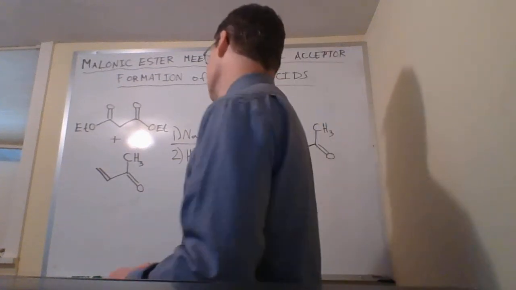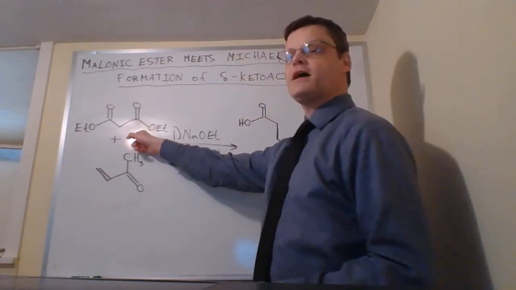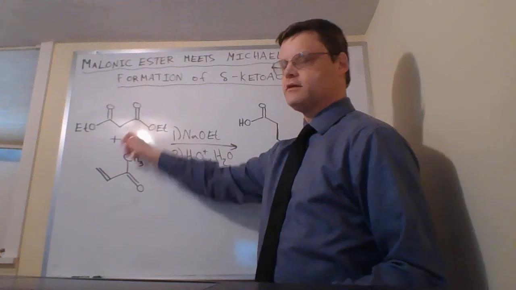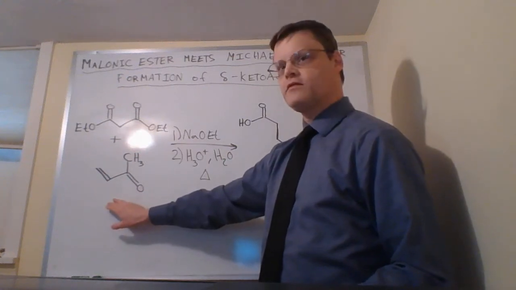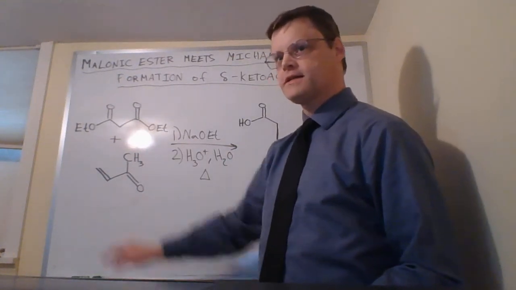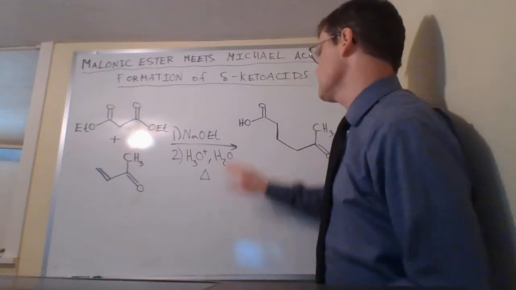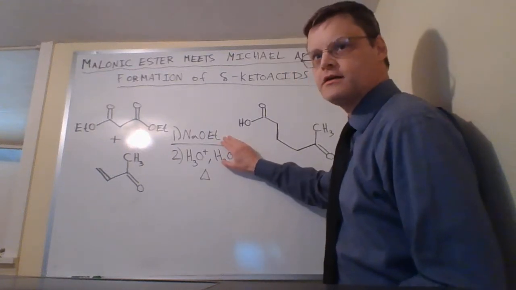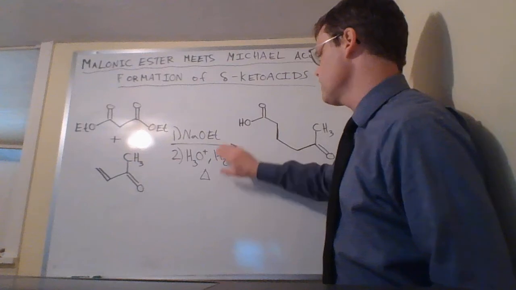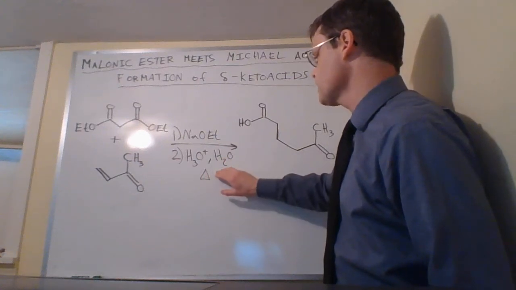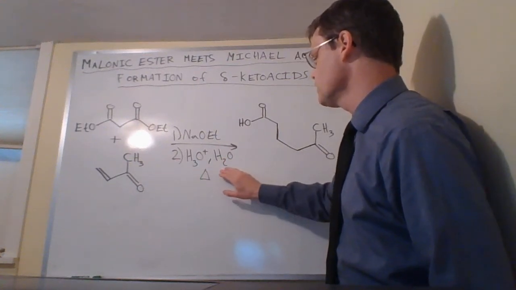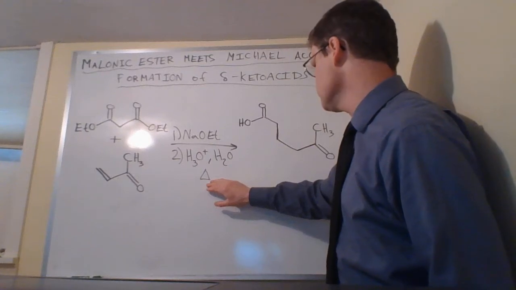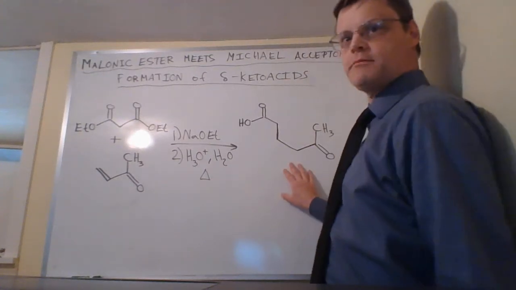You can see here I have diethyl malonate or malonic ester, and it's reacting with methyl vinyl ketone, a Michael acceptor. Then we start with sodium methoxide, maybe in ethanol, and then we have a second step where we've got H3O+, H2O, and heat. And you can see what I've generated here is this compound.